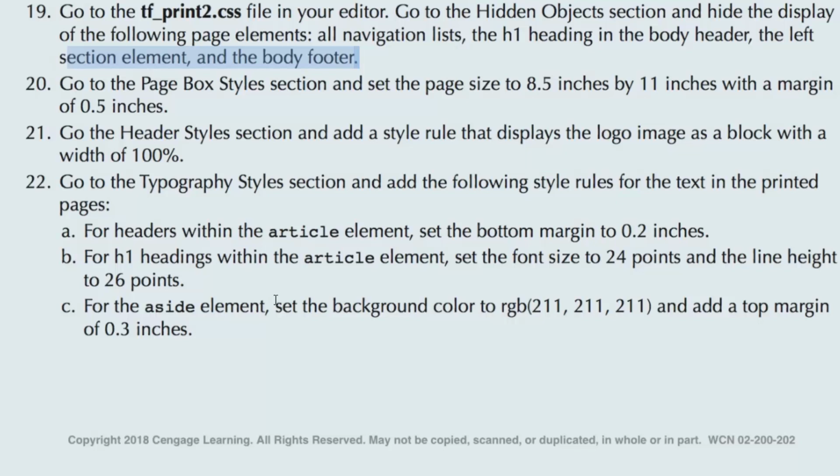In step 22, we go to the typography style section and we add these rules. For the headers within the article element, we want to set the bottom margin to 0.2 inches. For the H1 headings within the article element, we want to set the font size to 24 points and a line height of 26 points. And then for the aside element, we want to set the background color to the RGB 211, 211, 211 and add a top margin of 0.3 inches.